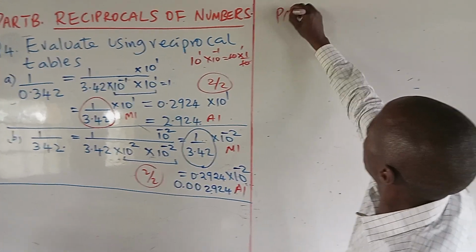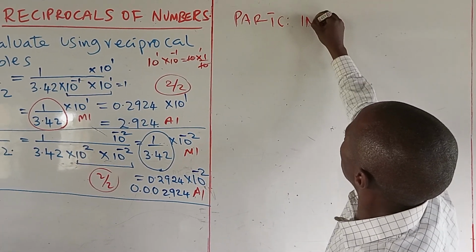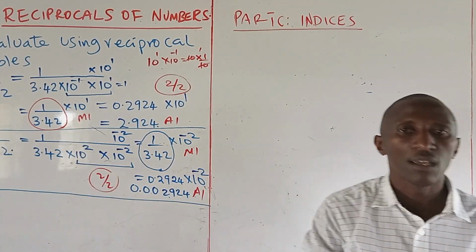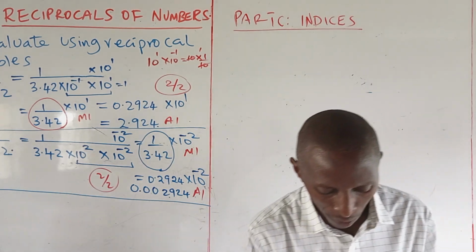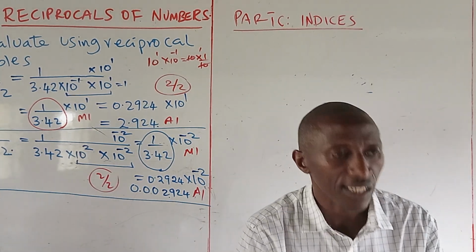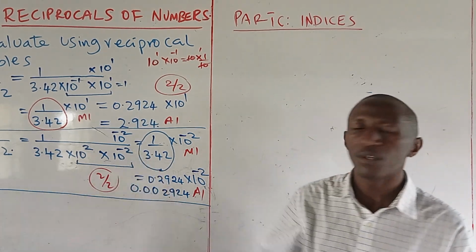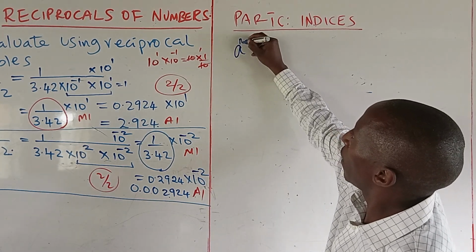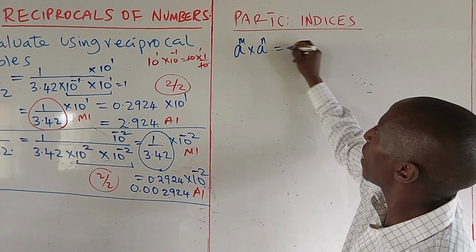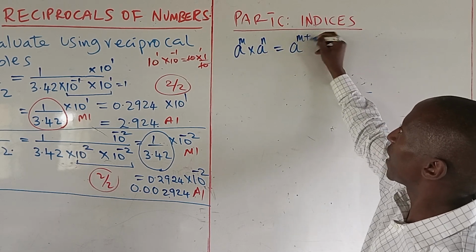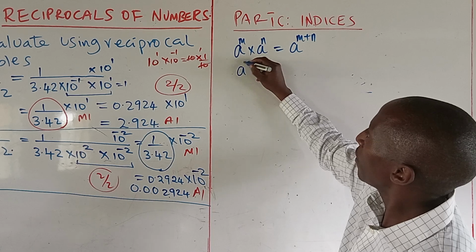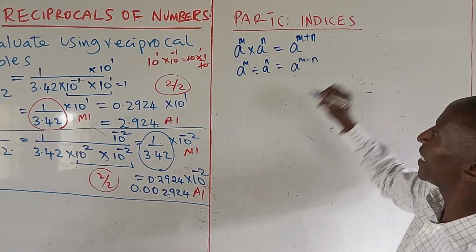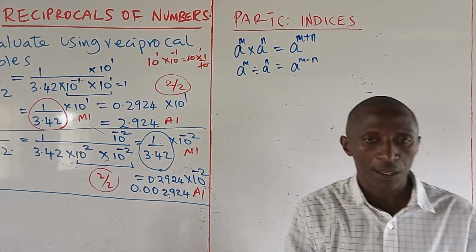In part C, we are going to look at indices, the application of indices in advanced and in broader cases. Now, the rules of indices are very similar to the rules of logarithms that we had discussed. When the bases are the same and we are multiplying, we add the indices. When the bases are the same and we are dividing, we subtract the indices. So this is going to be very handy in our work.